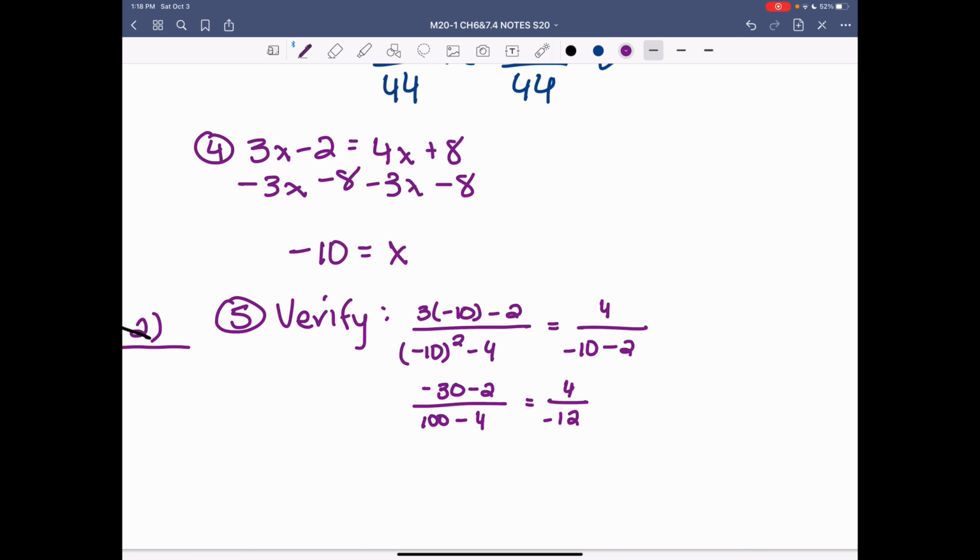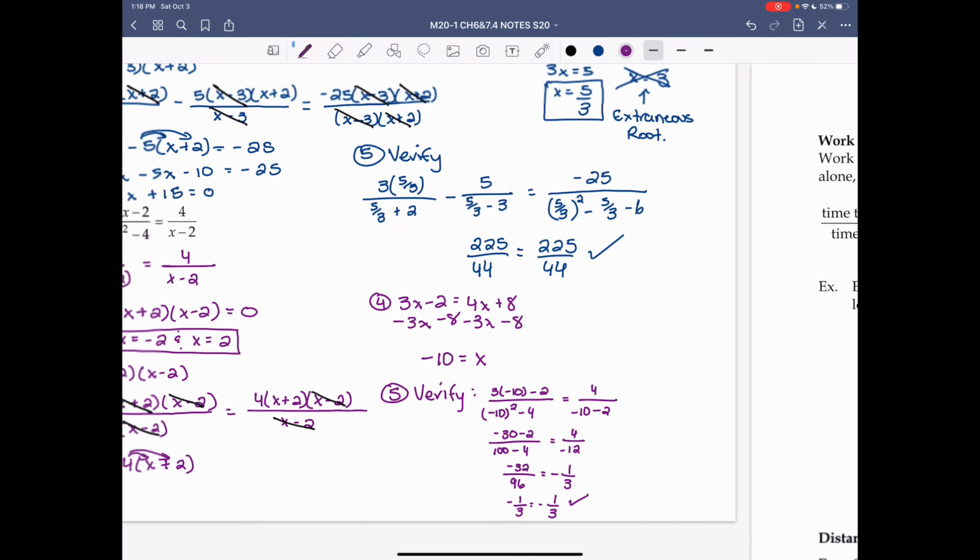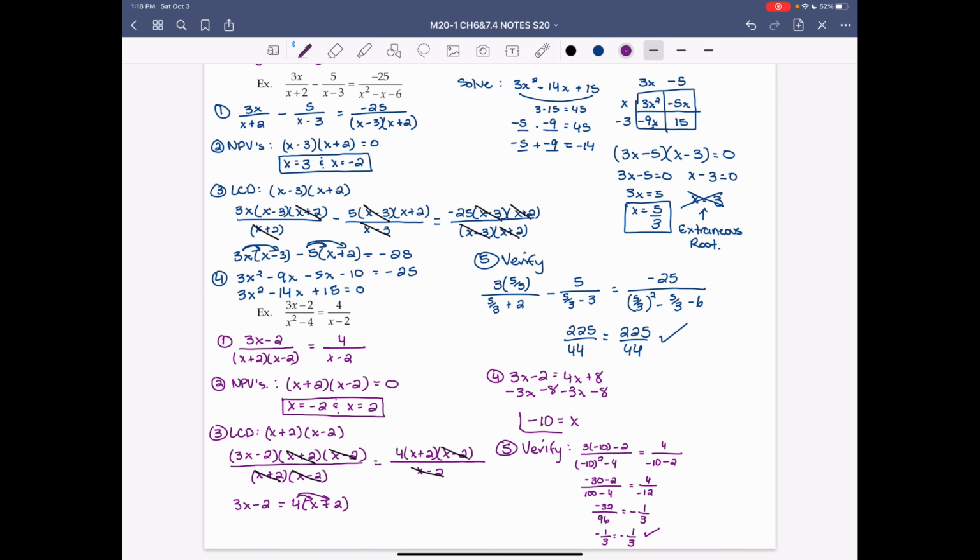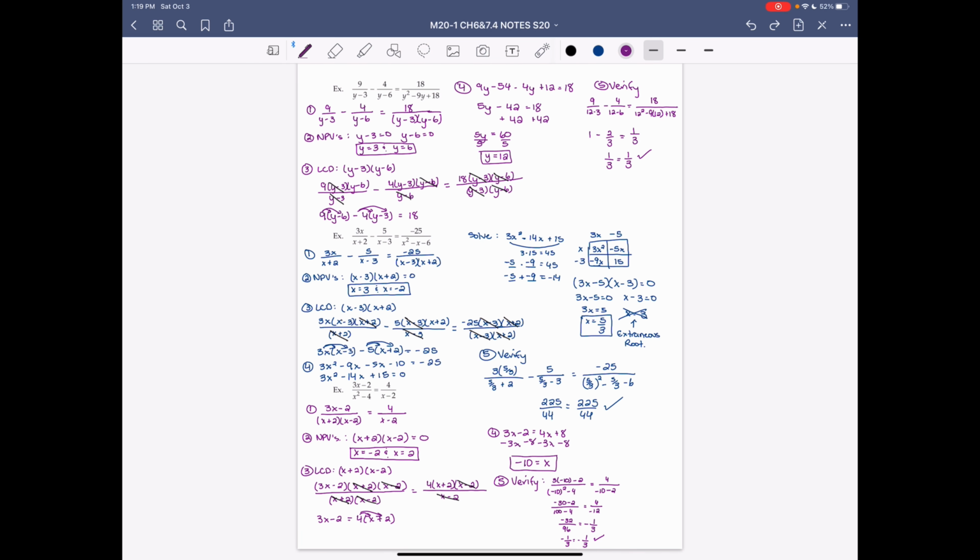Negative 30 minus 2 is negative 32. 100 take away 4 is 96. And 4 over negative 12 is negative 1 over 3. 32 times 3 is 96, so this is negative 1 over 3 equals negative 1 over 3. We've verified that our solution is x equals negative 10.